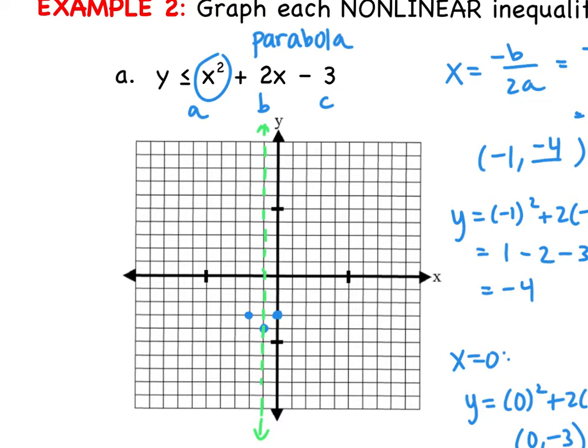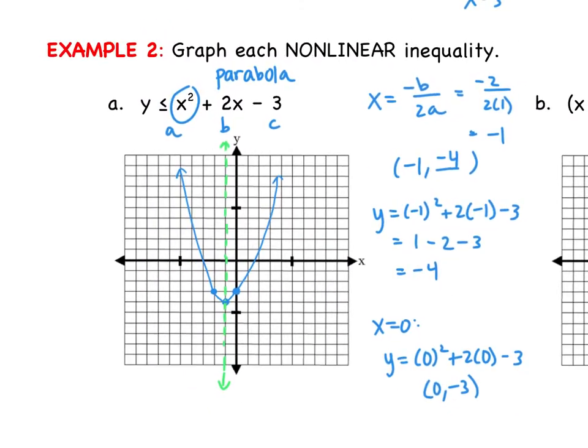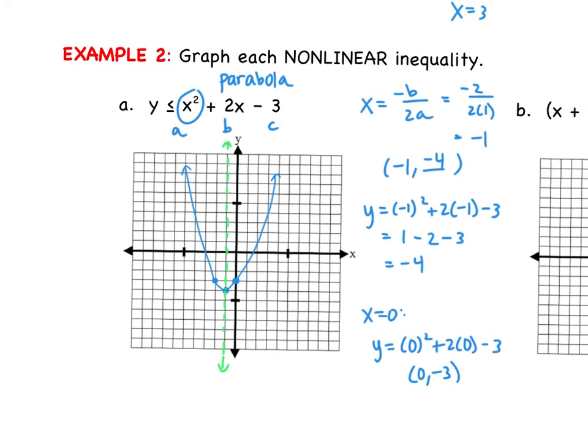Because of the equal sign in my inequality, I know that this parabola is going to be solid. So there's my parabola. If you wanted to plug in a few more values, you certainly could, but you don't need to. We still need to figure out the shading.